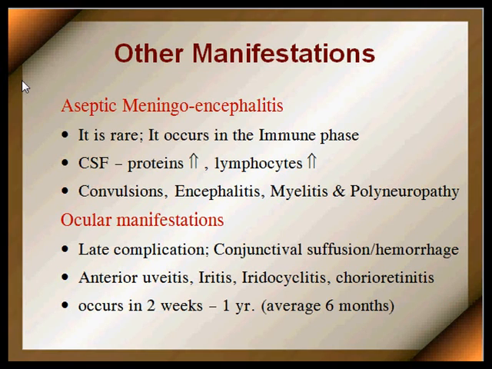The other manifestations of leptospirosis are aseptic meningoencephalitis. Aseptic meningoencephalitis, it is rare luckily, it occurs in the immune phase of the disease. CSF shows increased proteins and increased lymphocytes. Convulsions, picture of encephalitis, myelitis and polyneuropathy can be seen.